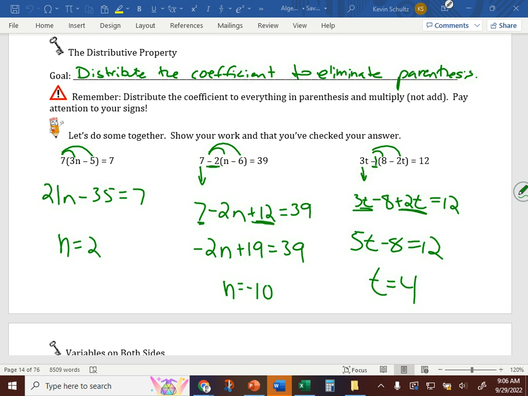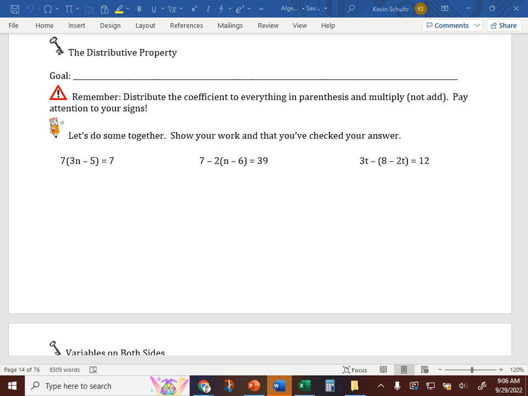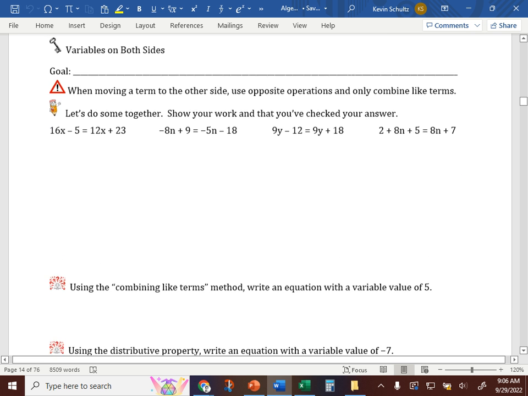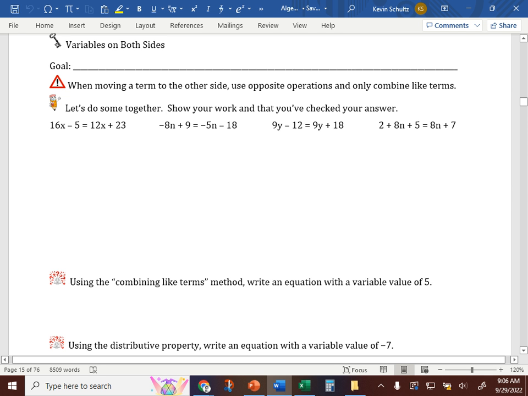There's one more type of multi-step equation that we're going to get to, and it is variables on both sides. This one gets confused a lot with combining like terms because you are kind of combining like terms. But the difference is with combining like terms that we already talked about, your variables were on the same side, right? Here they're on opposite sides. So how does that change the process?